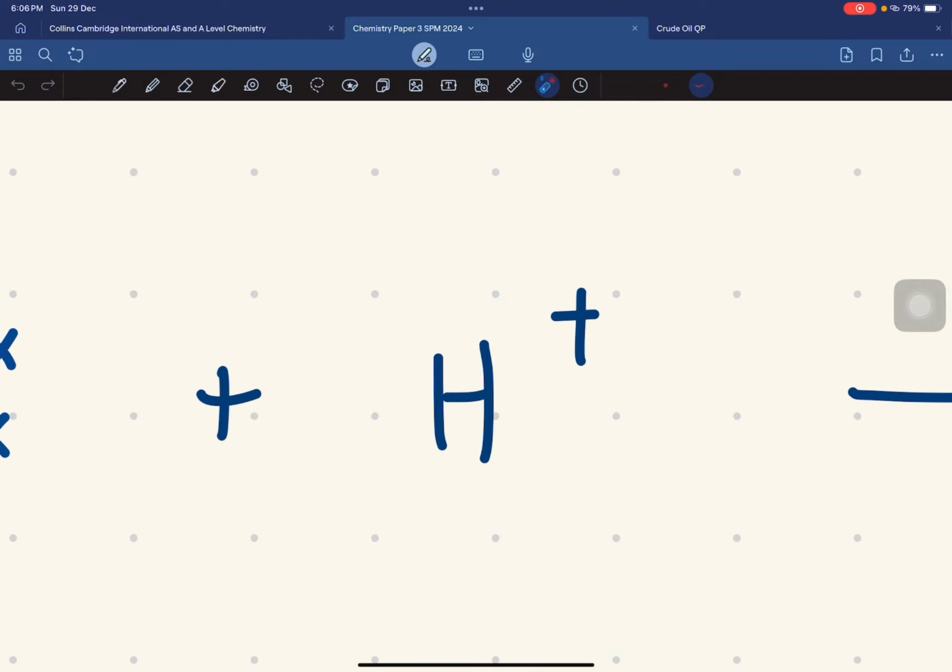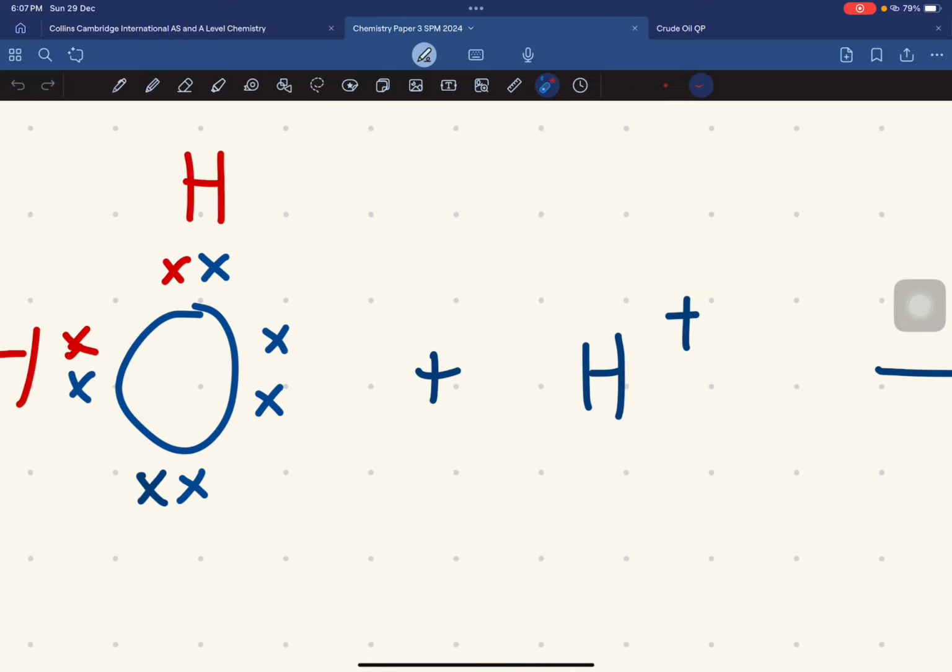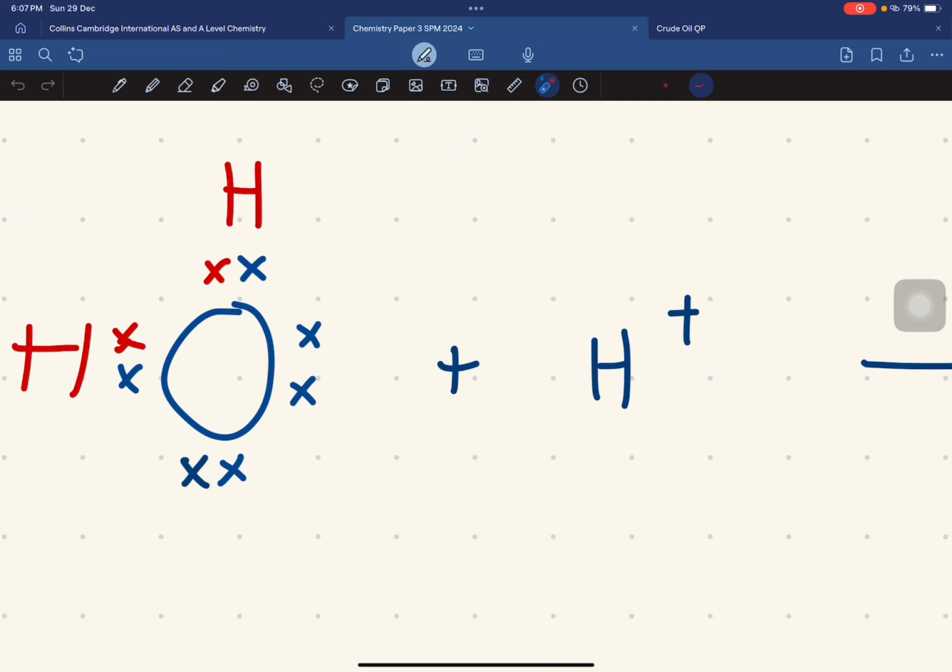And now we know that in its shell, it does not have any electrons at all. Or we can say that this hydrogen ion is in electron deficient state. So in order to achieve stability, it must form a type of bond with another atom or another molecule. So in a hydroxonium ion, this hydrogen ion forms a dative bond with a water molecule.